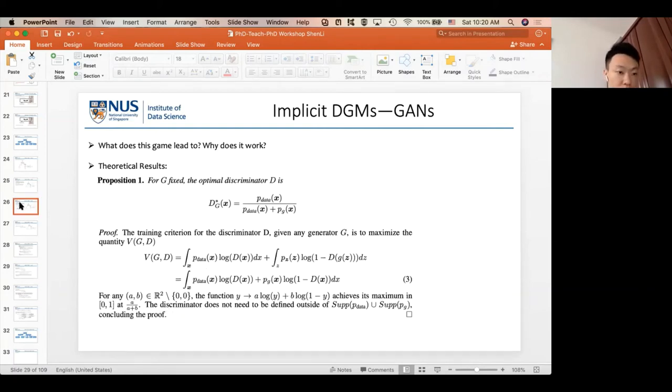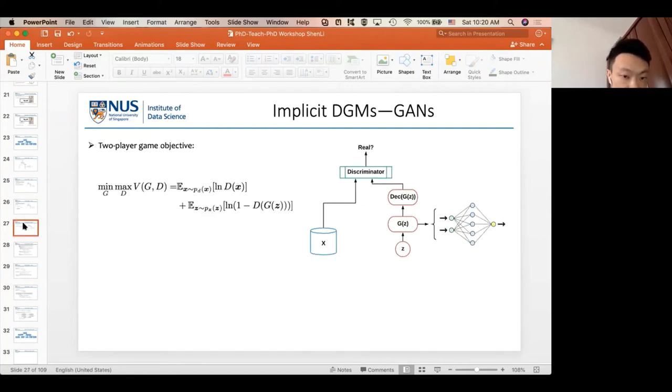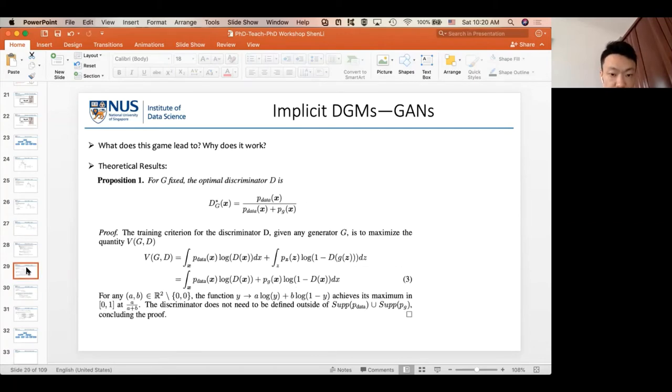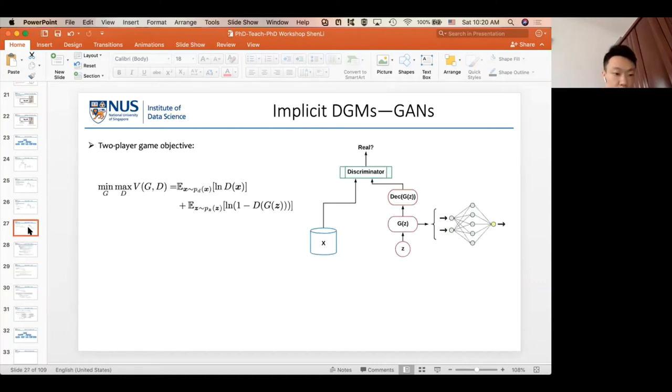Recall that VG is the optimization objective, and specifically we can write it as the integral of P data log D of x plus Pz log of 1 minus D of G of z, right? You can compare these two quantities. Here we just apply the definition of the expectation by writing it in the integral form.